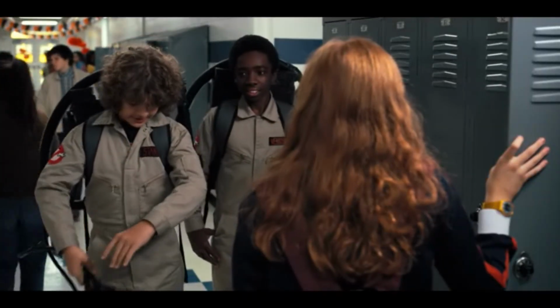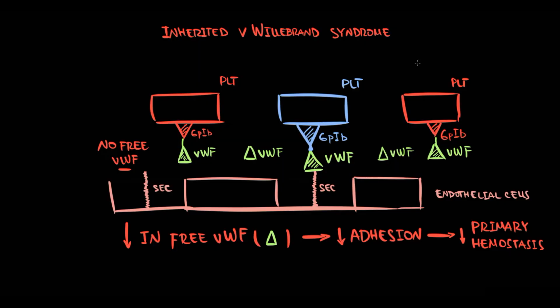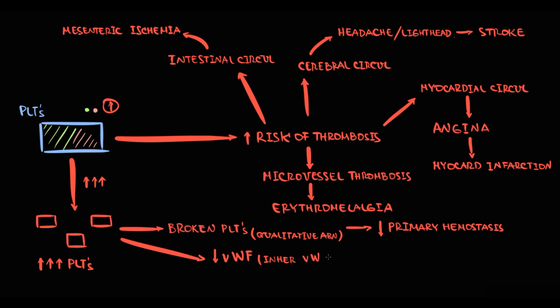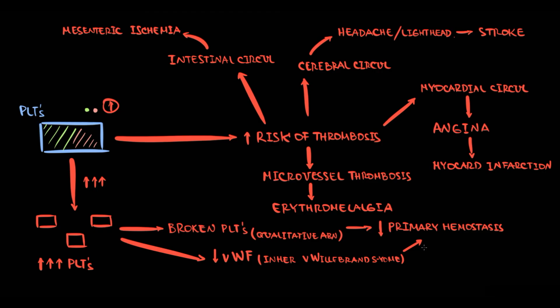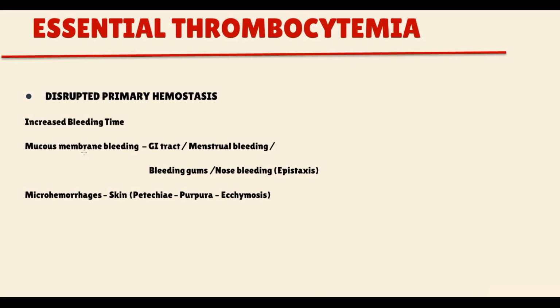So production of broken platelets and decrease in von Willebrand factor both cause disruption of primary hemostasis. Recall that disruption of primary hemostasis manifests with prolongation of the bleeding time. So in routine life, after cuts for example, bleeding lasts longer than normal. The major feature is mucous membrane bleeding. It's bleeding from GI tract, bleeding during menstruation. In addition to this, they have bleeding gums and nose bleeding, so-called epistaxis.